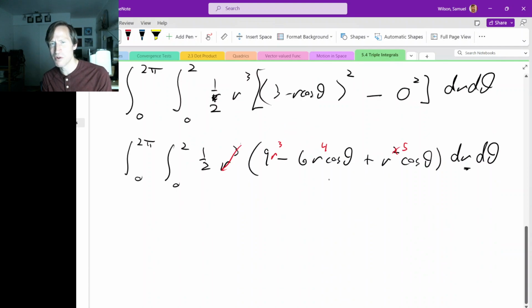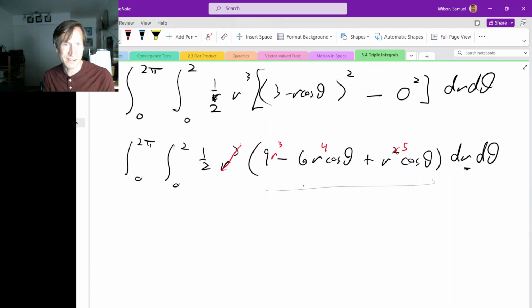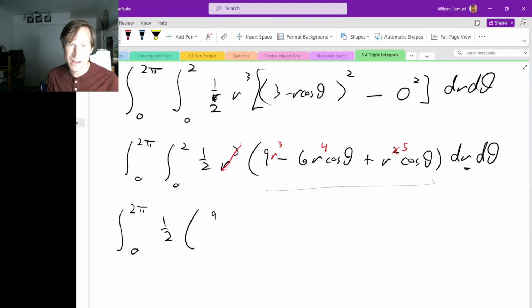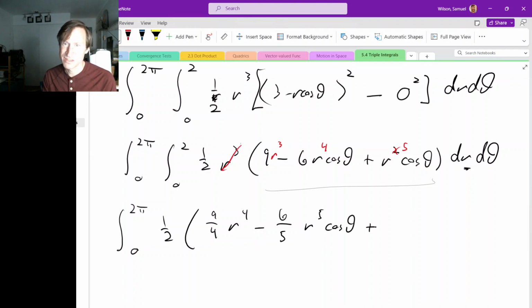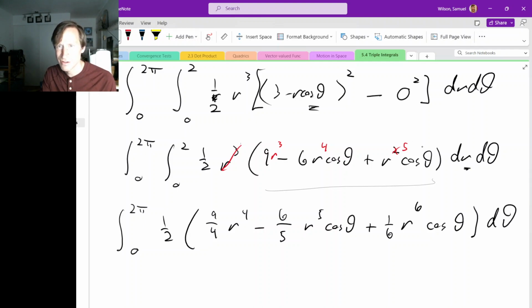Notice we still can't separate because, well, first of all, this isn't a product, so we still can't separate. So integral from 0 to 2 pi, there's that 1/2 there, and then integrate this, we're going to get 9 over 4 r to the 4th minus 6 over 5 r to the 5th cosine theta plus 1 over 6 r to the 6th cosine theta. This shouldn't be cosine theta. This should be cosine squared theta, right? So I need a squared right here and a squared right here. And then we need to evaluate this from 0 to 2.